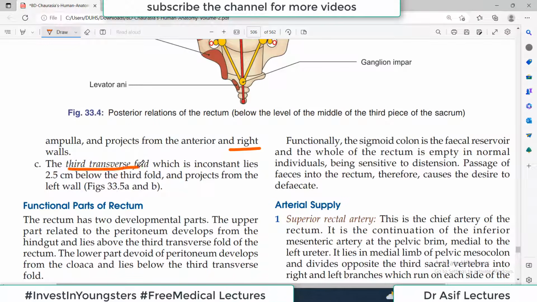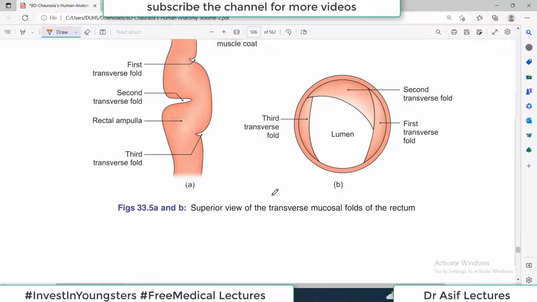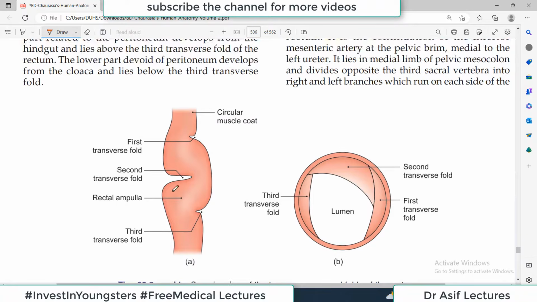And the third transverse fold, which is inconstant, lies 2.5 cm below the third fold and projects from the left wall. Now look at this diagram. For example, this is showing different folds. The first fold, the second fold, which is the largest of all, and then there is the third fold. So this is, for example, the right side, this is the left side.